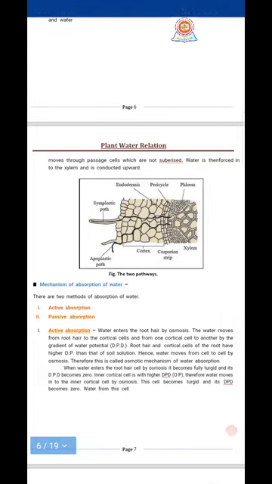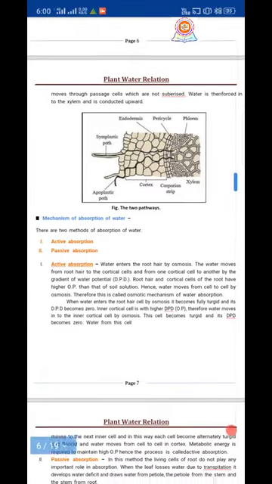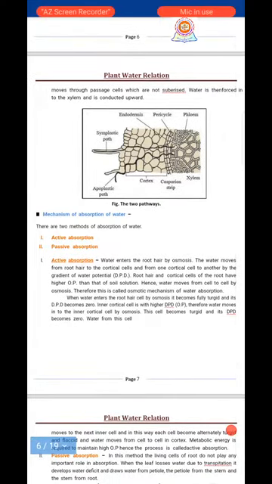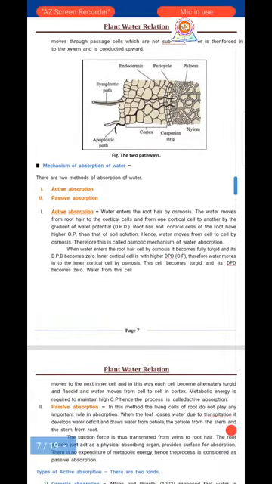Now the mechanism of absorption of water by the root hairs. There are two methods of absorption of water: active absorption and passive absorption. Now we can discuss both types of absorption. First we see the active absorption.